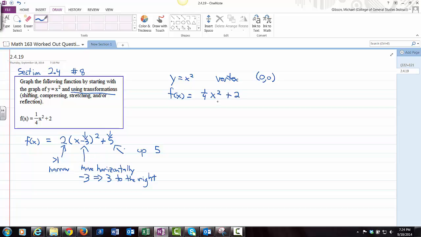Okay, so there's nothing in here with the x getting squared, right? The x is just getting squared by itself. So that means the x-coordinate of the vertex is not moving, it stays at 0. But then we have a plus 2 out here, so we add 2 to the y-coordinate and we get 0, 2. All right. So that would be my first step. It would be that the vertex would be at 0, 2 right here.